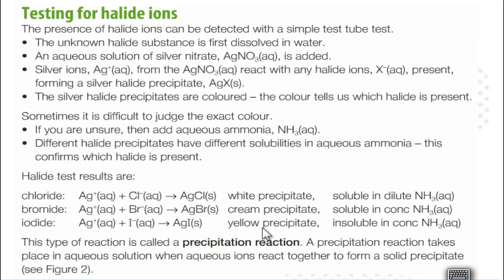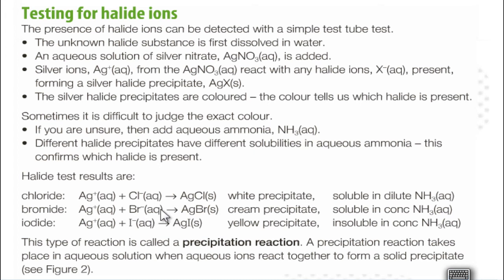Iodide does not dissolve in ammonia, and it has a yellow precipitate. So if the yellow precipitate stays in concentrated ammonia, then iodide is present. If the precipitate is soluble in concentrated NH3, then bromide is present. It's just another way of making sure that the ion is not iodide, basically. So it's practically the same.